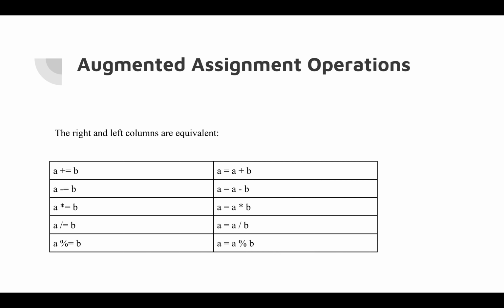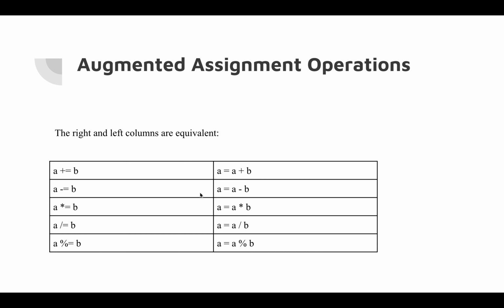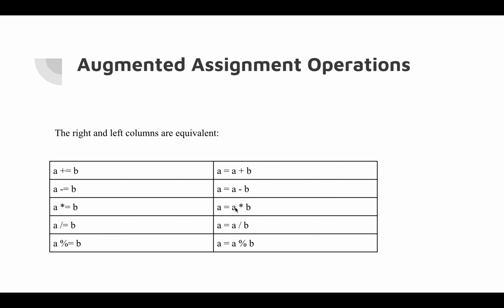So the right and left columns are equivalent. You'll notice that we have already gone over these before. So a is equal to a plus b, a equals a minus b. That is actually also equal to a plus equal to b, or a minus equal to b. So all of these operations are equivalent. This is just another way of writing things. It's kind of like a shorthand, because you don't have to write that pesky extra a on the right side of the expression, but we could just perform this right here.